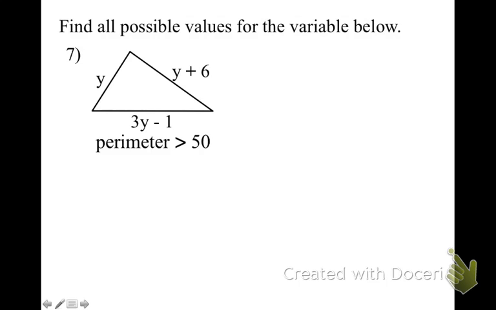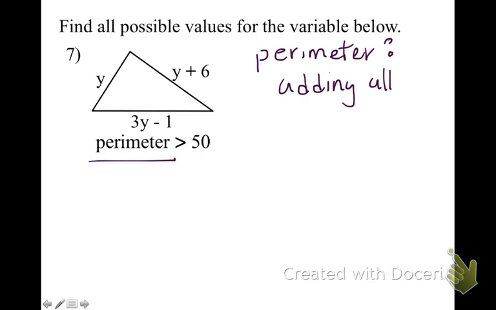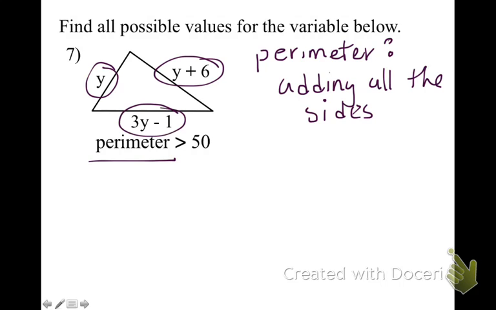Now the problem is asking us to figure out when the perimeter is greater than 50. Now we don't know all these values of y. So my first question is, how in the world do I find the perimeter? Remember, perimeter is what we're doing. We're going to be adding what? All the sides. So if I'm adding all the sides, what am I going to be adding? I'm going to be adding my y plus 6, and my 3y minus 1.